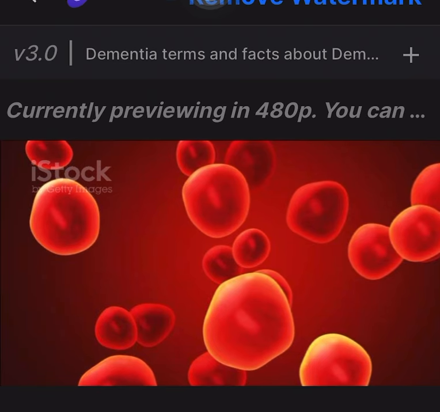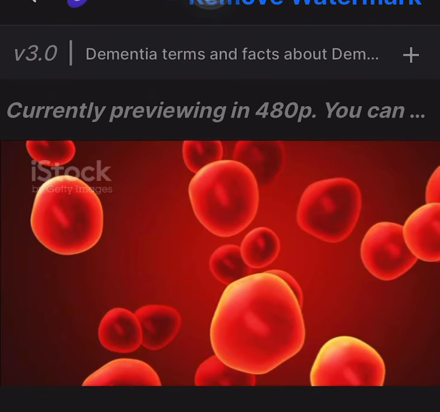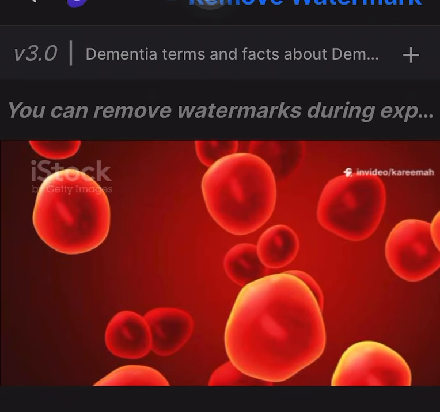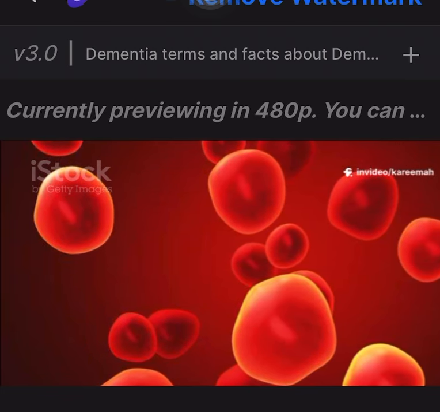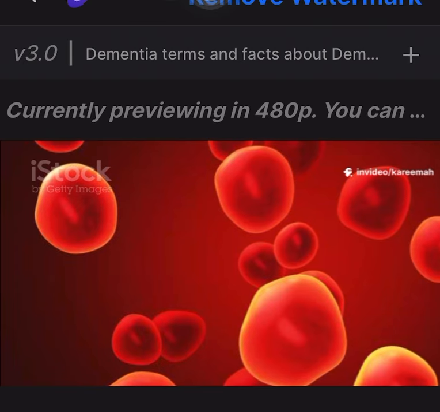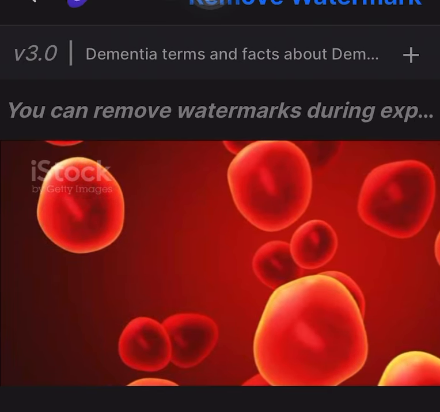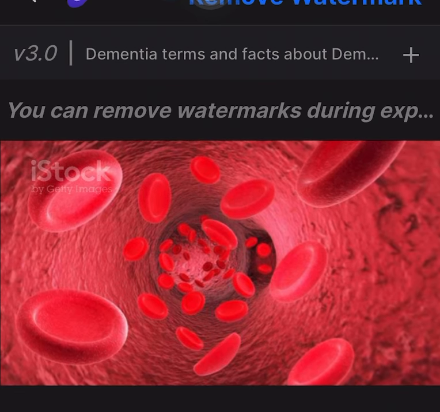Genetic test. A genetic test allows the identification of certain genes that may increase the risk of Alzheimer's disease. Hemoglobin, an iron-containing protein found in the blood. This protein is responsible for carrying oxygen from the lungs to vital organs.